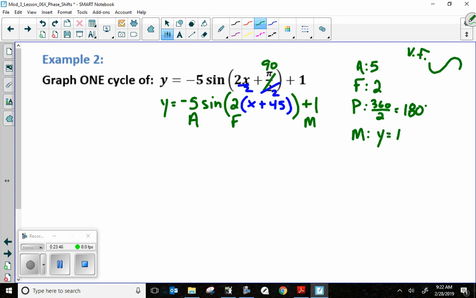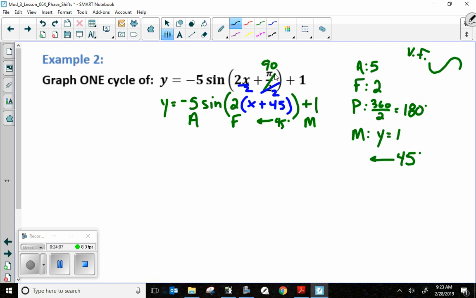And now, which way am I moving? If I'm adding 45, I'm not going to go to the right. It's the opposite in parentheses. I'm going to go to the left 45 degrees. So I'm moving left 45 degrees. All right? So let me do a little sketch of this right here.